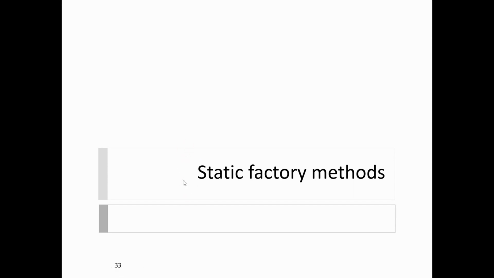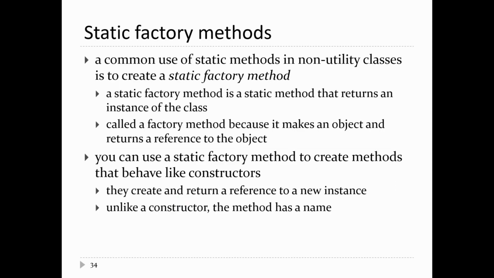More interesting are these things called factory methods. These kinds of methods are quite common in modern Java code. A common use of static methods in a non-utility class, so in a class where you're supposed to be making objects, is to create what's called a static factory method. Often you'll just see these called factory methods. A static factory method is a method that's static, that's why it's called static factory method, and it returns a reference to an object. In other words, it's a method that's meant to make objects. That's why it's called a factory method. It manufactures objects.